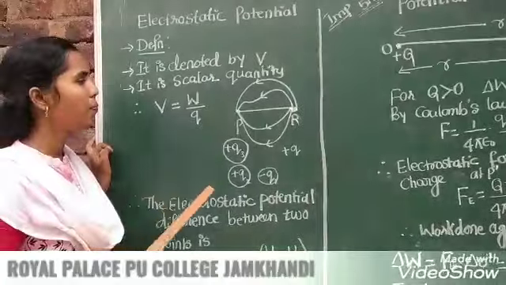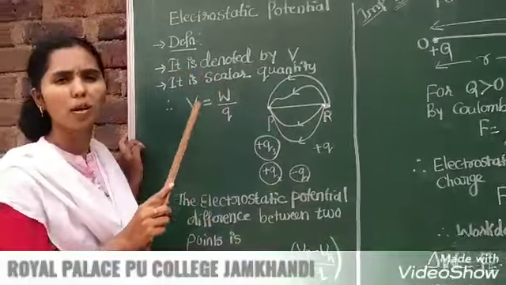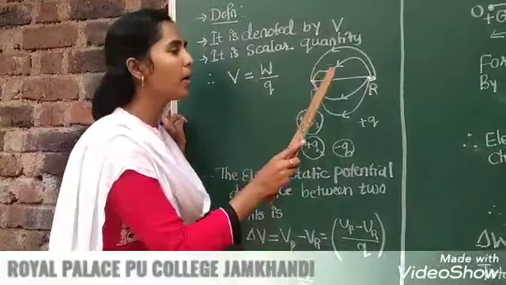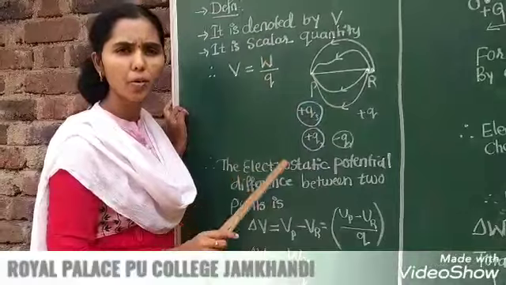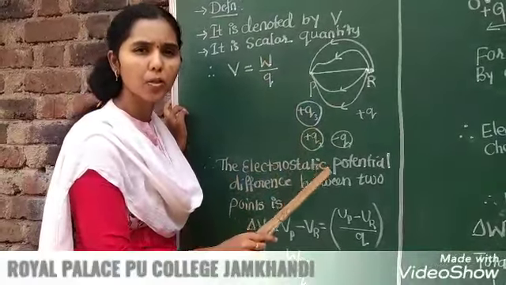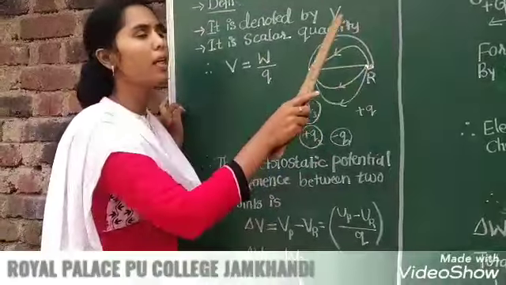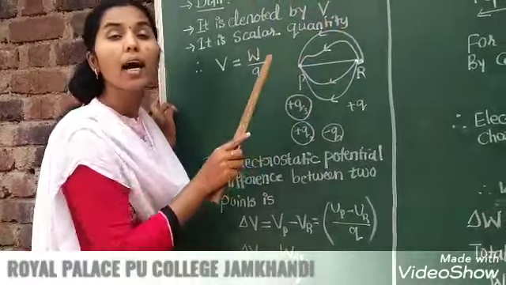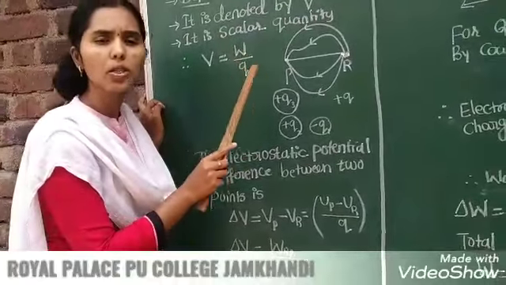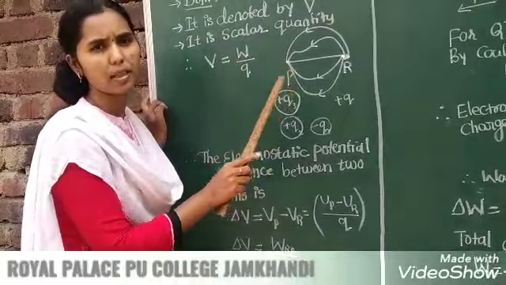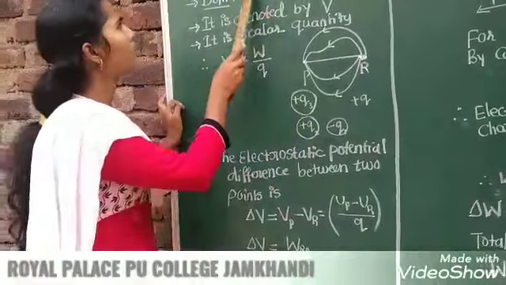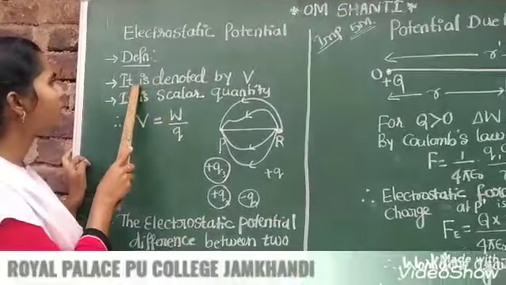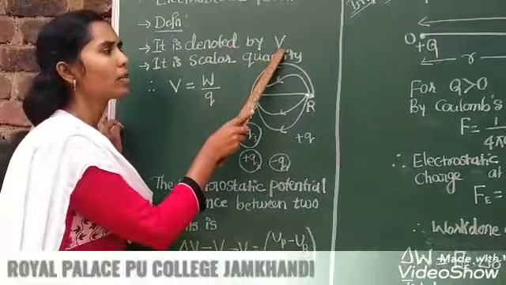understand it properly, the amount of the work done to bring a unit positive charge from infinity to a given point, against the electrostatic force in the field. Is it clear? Yes, this is what we call electrostatic potential, and this is denoted by the letter V.